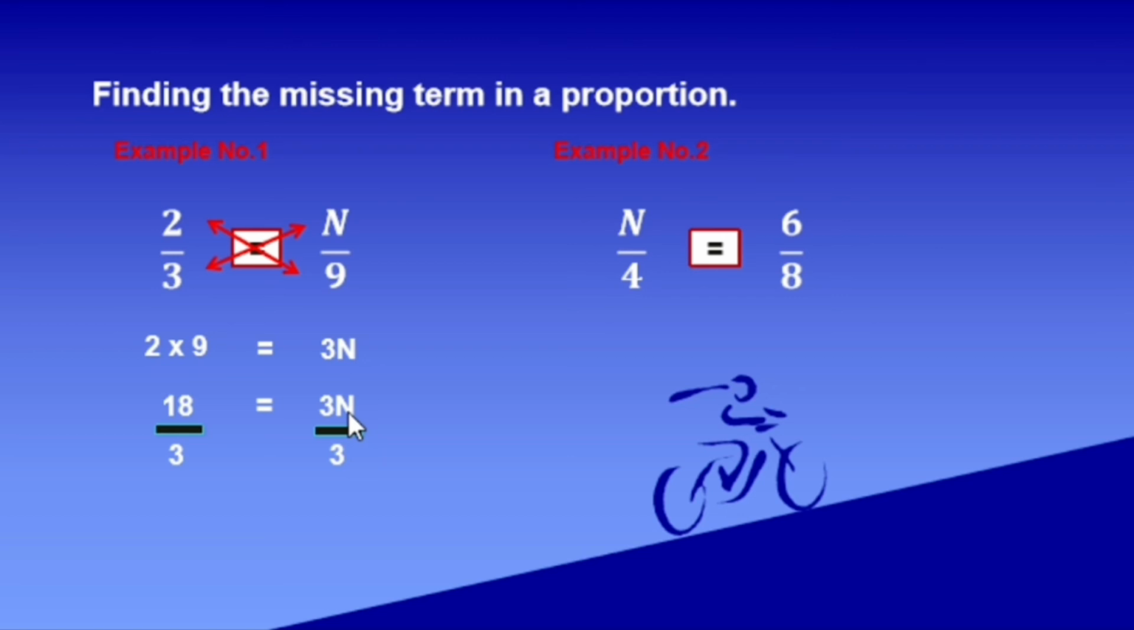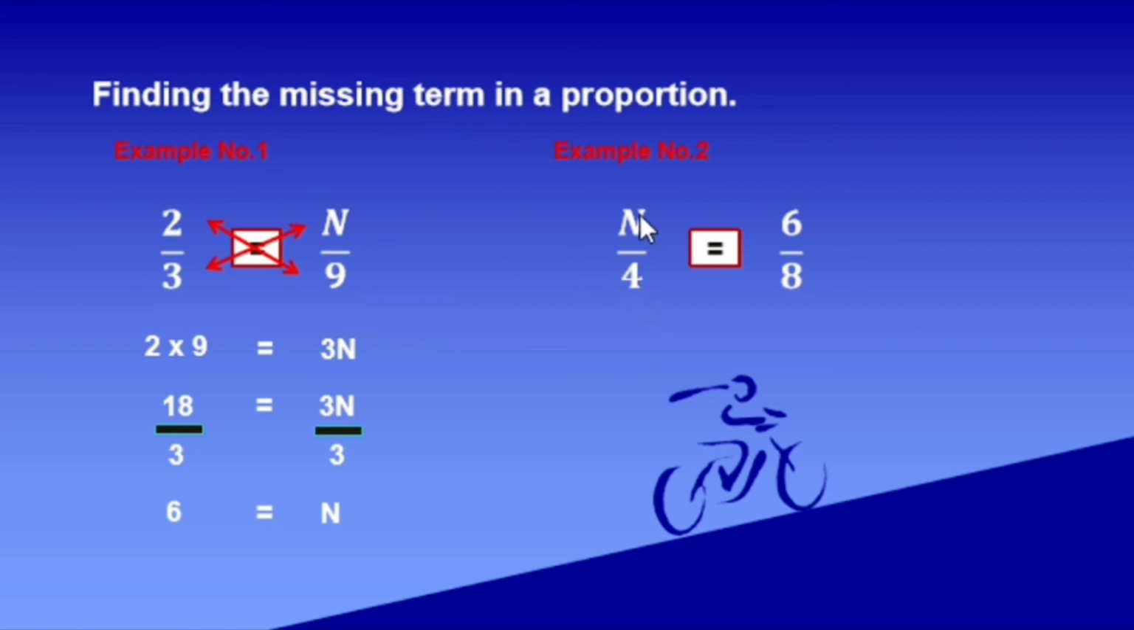We have now 3n divided by 3 is equal to 1n or n. Tandaan, parehas lang yan ha. Then, 18 divided by 3 is equal to 6. Therefore, the value of n in example number 1 is 6. Let's go now with number 2.